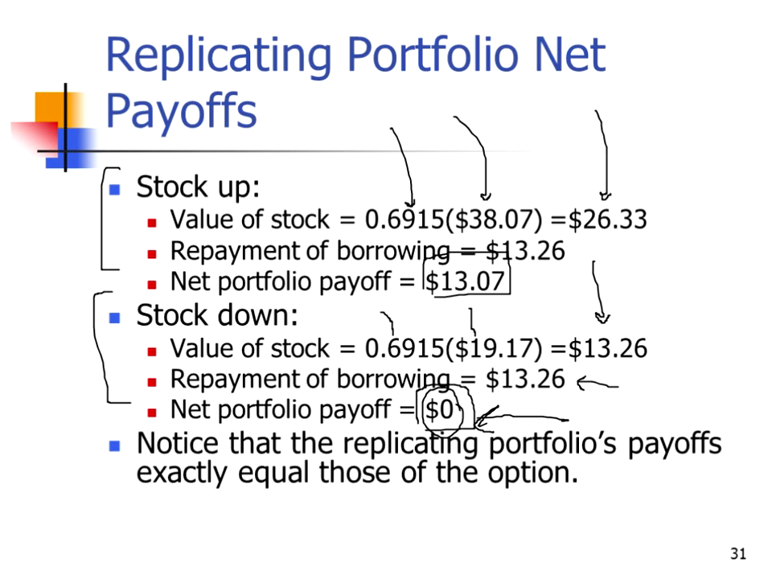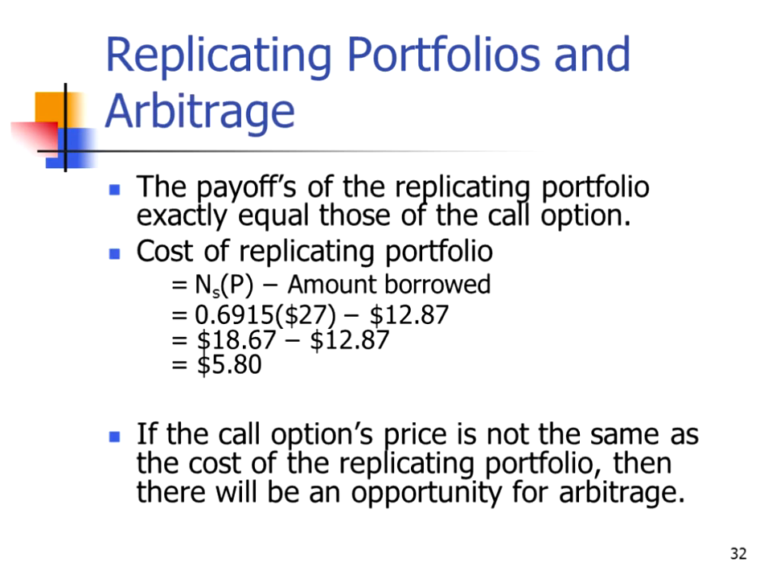Notice that the replicating portfolio's payoff exactly equals those of the option. So, replicating portfolio arbitrage: the payoffs of the replicating portfolio exactly equal those of the call option. The cost of the replicating portfolio is given here: the number of shares times the price minus the amount borrowed, and that is the cost of the replicating portfolio, which is $5.80. This is the value of the call option that we had calculated.